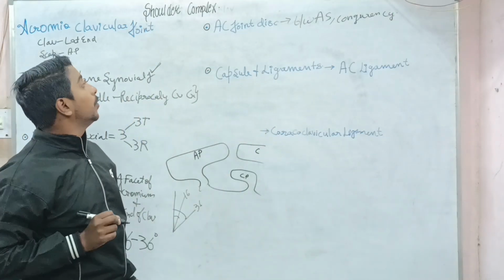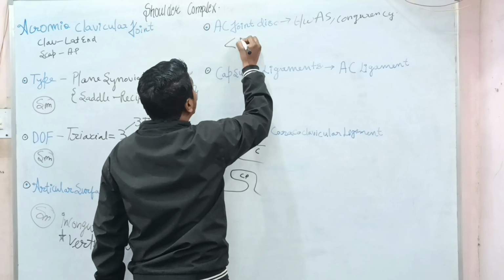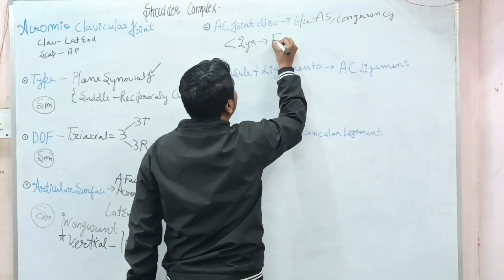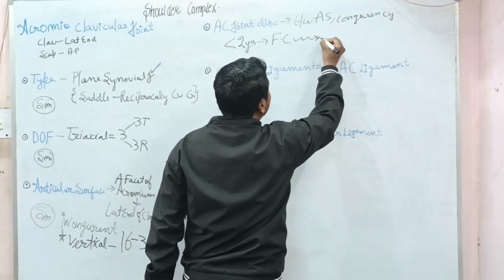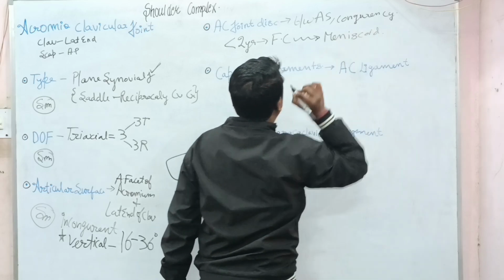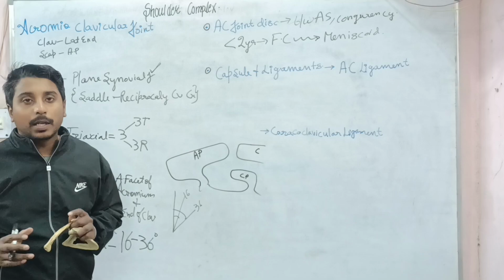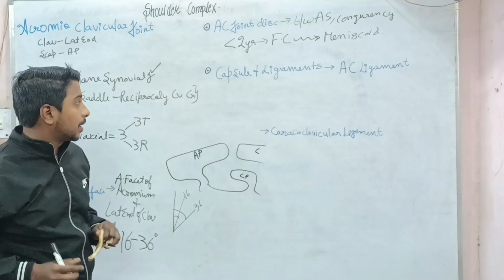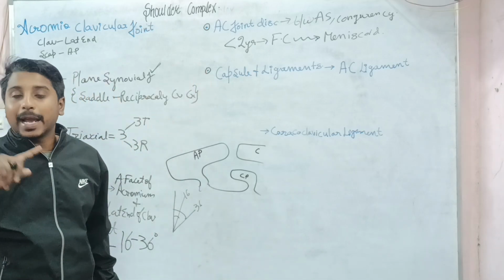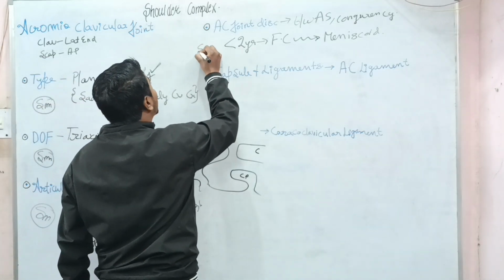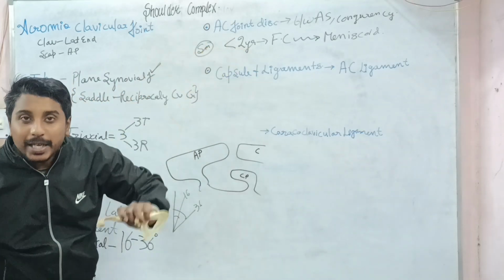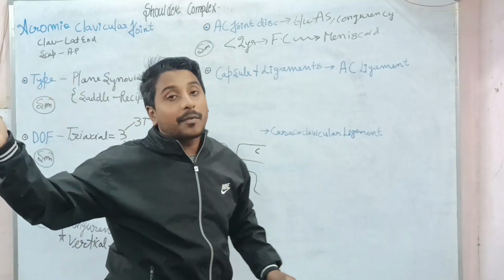But one thing that you need to remember is that below 2 years, when the age is less than 2 years, this disc is fibrocartilaginous in nature, and after 2 years it becomes a meniscoid. Okay, so this was the whole thing about the acromioclavicular joint disc. Now moving toward the capsule and ligament. Here is also a disc, and in the sternoclavicular joint also there was a disc, so the same point is repeated. But this one is weak and not much important, whereas that one was very important.